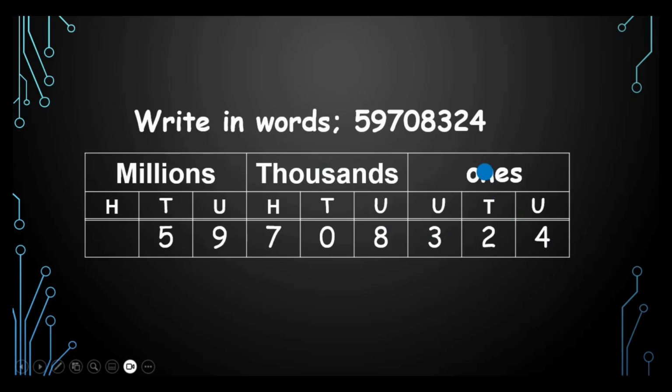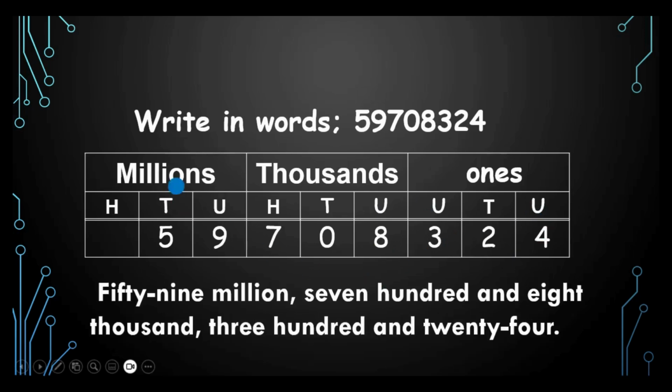Here, we always ignore the family name, the place value, because this is ones. So you can't say 324 ones, right? So you basically say 324. And so for you to read this, let's read it now. So you have 59 million, 708,000 and 324. Let's read that again. 59 million, 708,000 and 324. And then you can write that down.